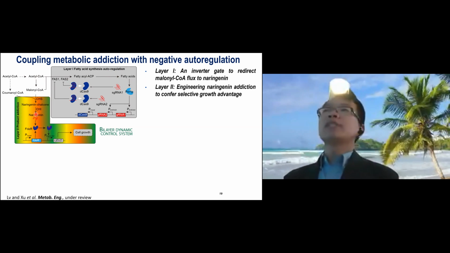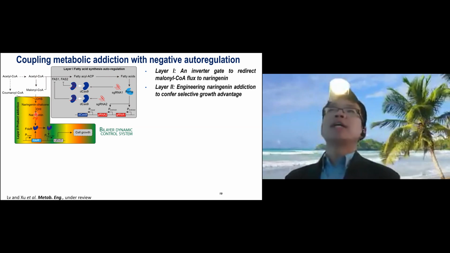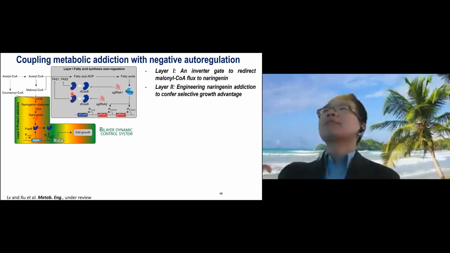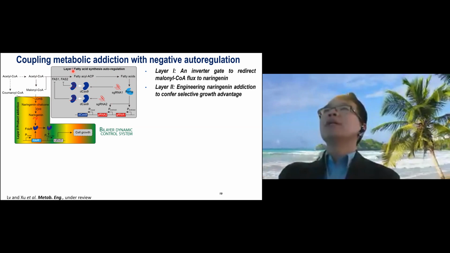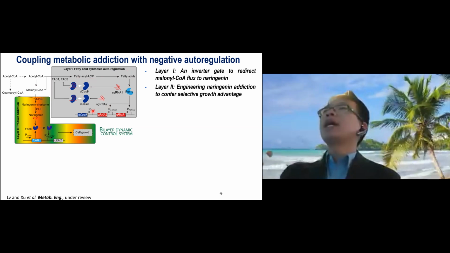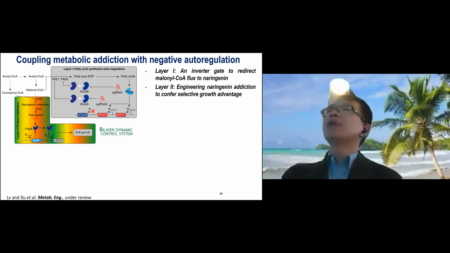So to solve these two challenges, we will take two steps. First, we try to engineer this negative autoregulation network. So we can engineer this layer one, this gray box area, with an inverter gate that can redirect malonyl-CoA flux to naringenin.